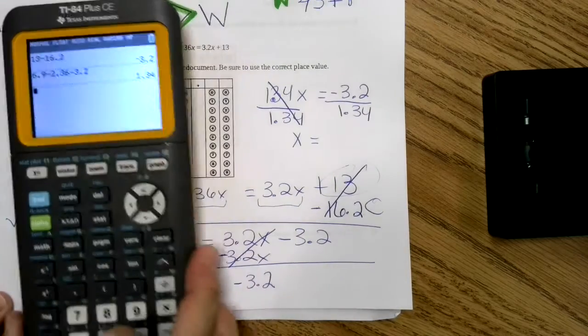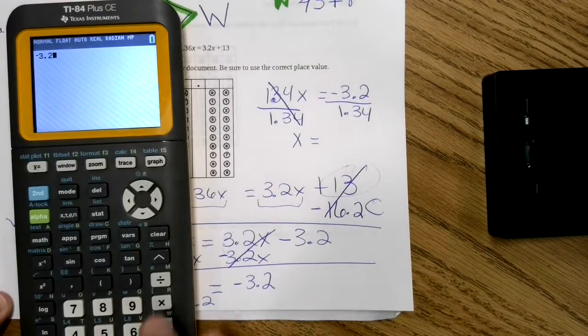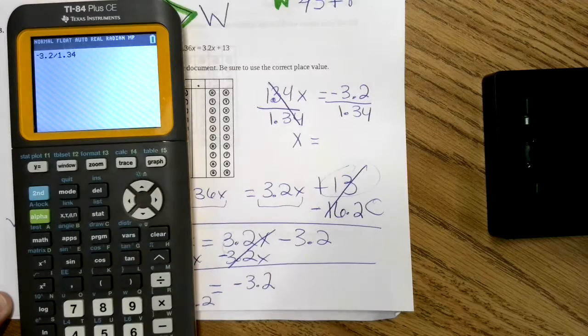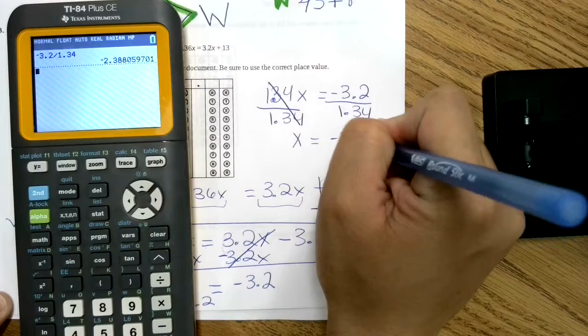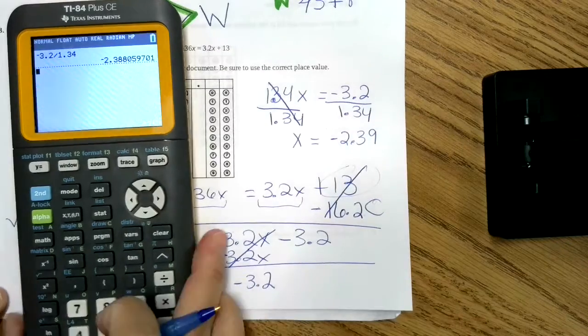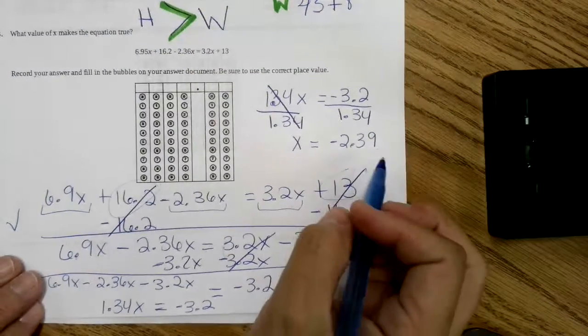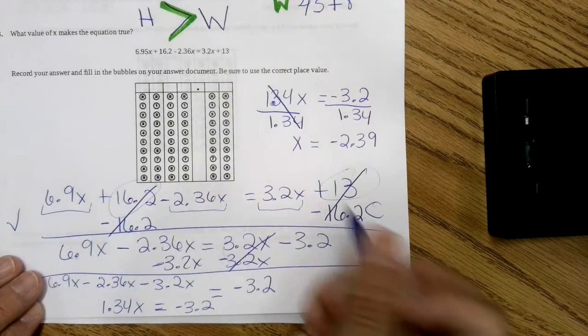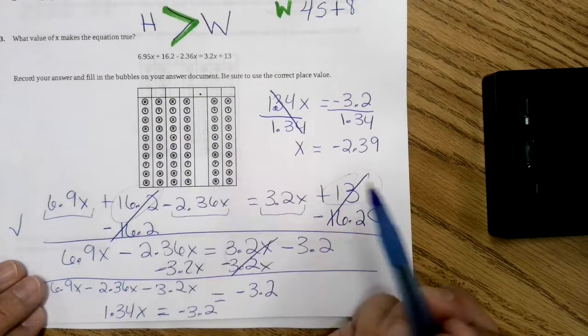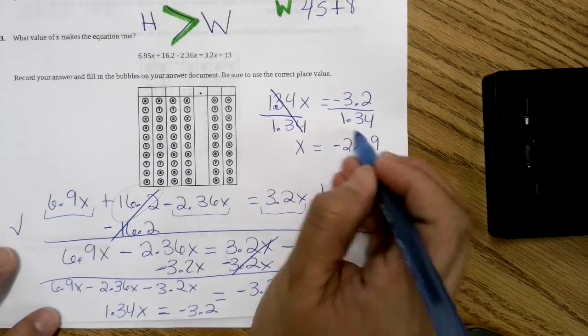So negative 3.2 divided by 1.34 is negative 2.388. I'll round to 2.39, okay? On your test, it won't be a rounded one. It'll be an exact answer. And like here, you can't bubble in that negative. But anyway, that's what it is.